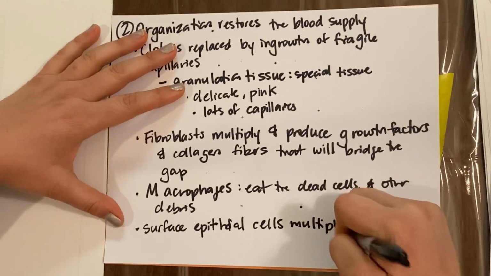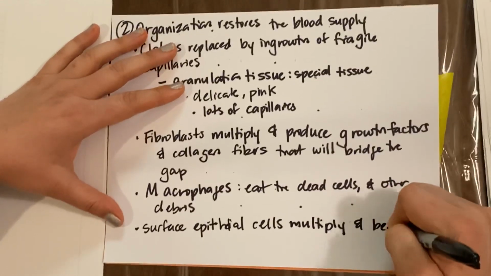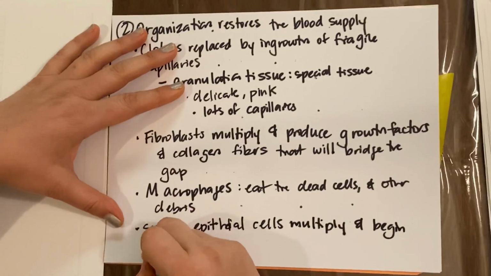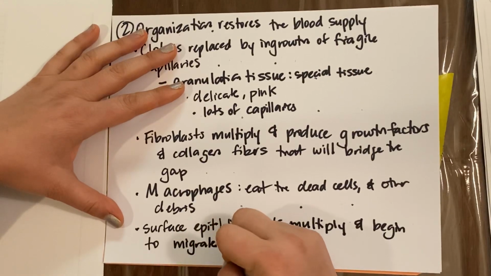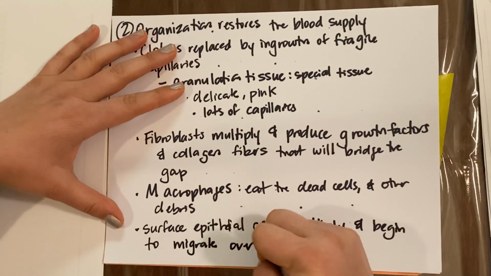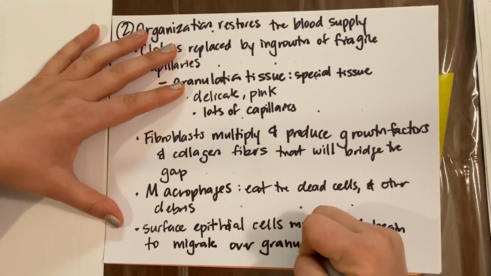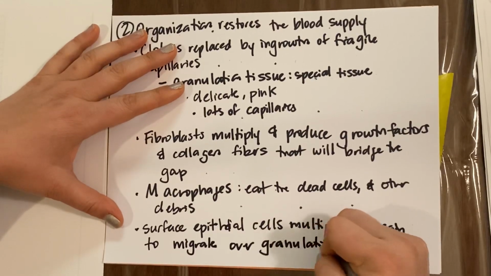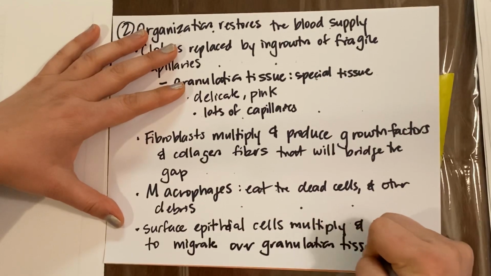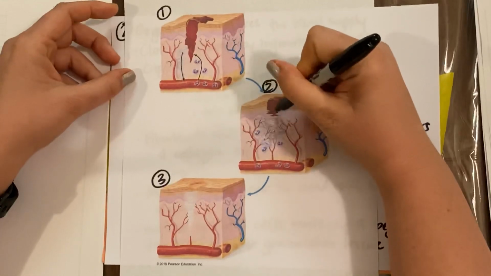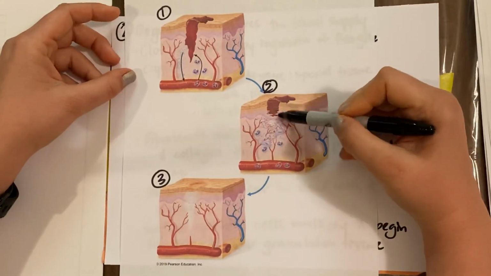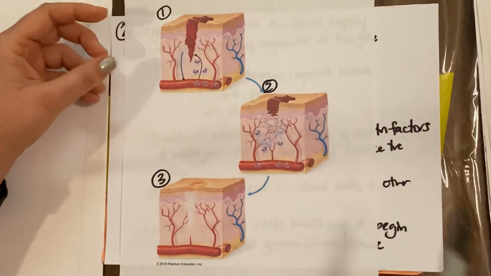Multiply and begin to migrate over granulation tissue. Okay, so kind of here's the granulation tissue and here's the going to be the actual epithelial tissue start to divide.